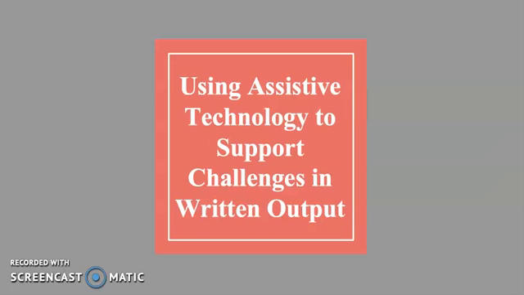So in short, the goal of the use of assistive technology when you work with individuals with challenges with written output is ensuring that the person's written work reflects their academic or work performance rather than having that written work highlight a challenge or a problem with handwriting or another skill set.